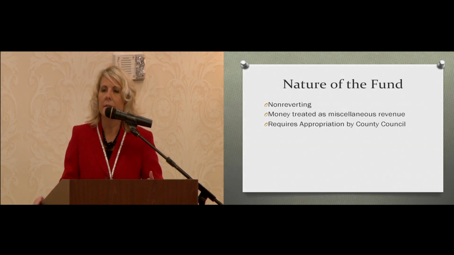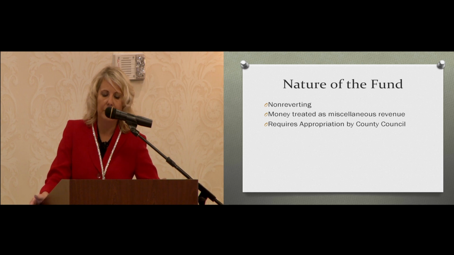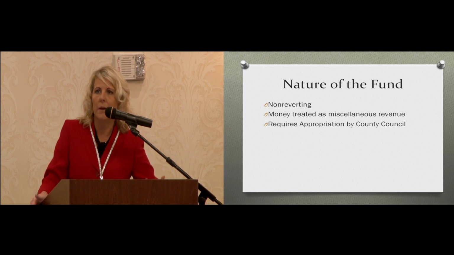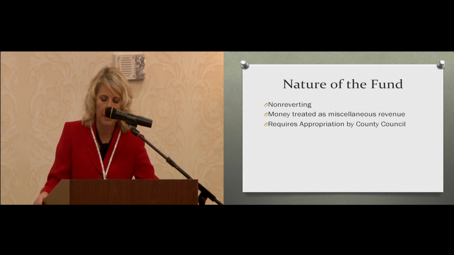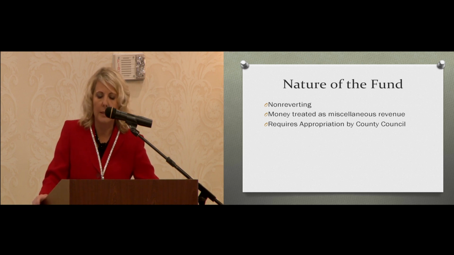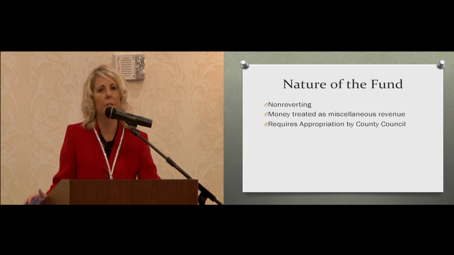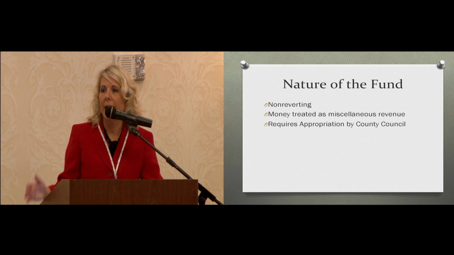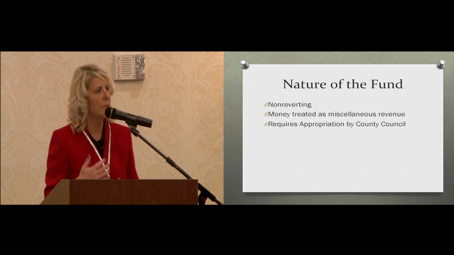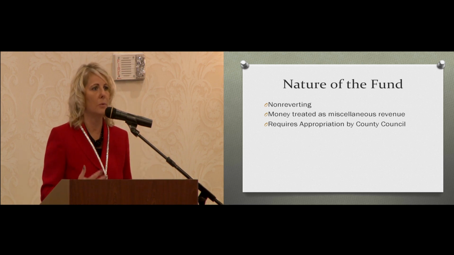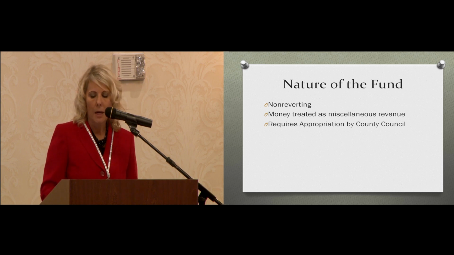The law tells us that this fund is a non-reverting fund. They even put it in the title, Auditor's Ineligible Deductions Non-Reverting Fund. The money in the fund is to be treated as miscellaneous revenue according to the statute. Miscellaneous revenue has a specific treatment in the budget process. You estimate those revenues, you can budget them.